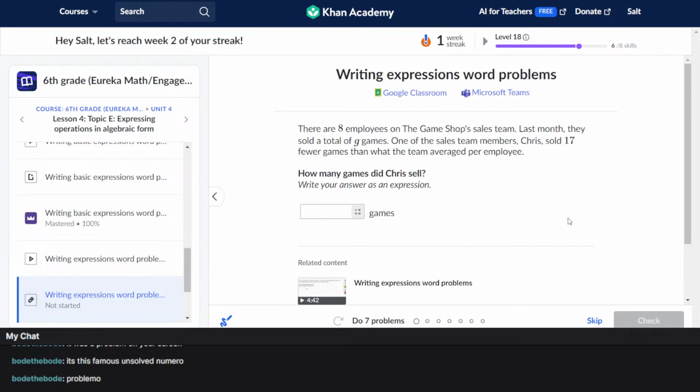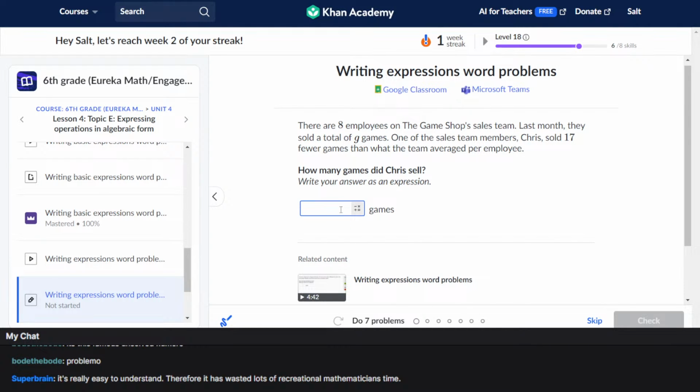Word problems. 8 employees on the Game Shop sales team. Last month, they sold a total of G games. One of the sales team members... I hate word problems, because you have to pay attention. And you have to use English, too, not just math. And math is hard enough by itself, so I don't have room to be thinking about English in addition. Okay. One sales team member sold 17 fewer games than the team average per employee. Oh, I'm supposed to probably... I'll just write it out.